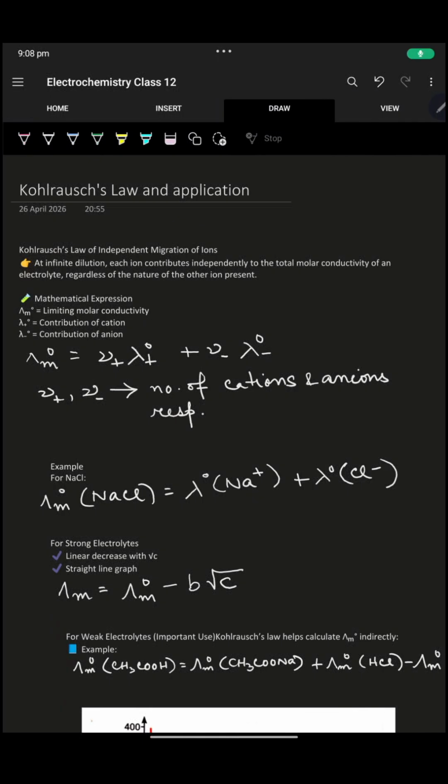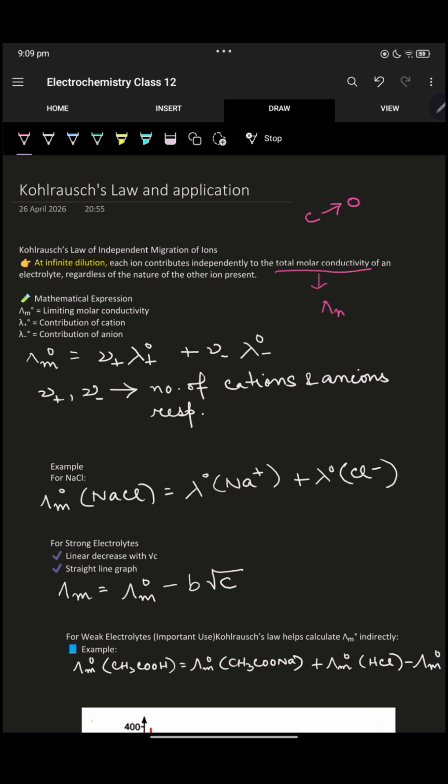Kohlrausch's law of independent migration of ions. Now, this states that at infinite dilution, each ion contributes independently to the total molar conductivity of an electrolyte. That means at infinite dilution, concentration tends to zero. When concentration tends to zero, each ion contributes independently to the total molar conductivity of an electrolyte.